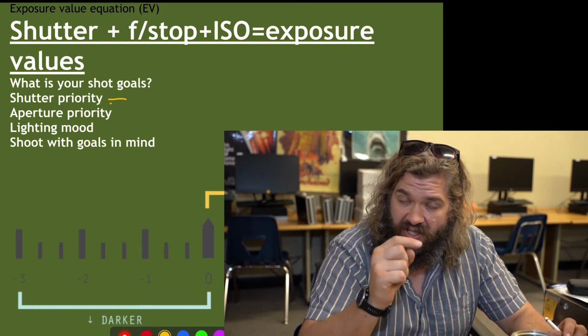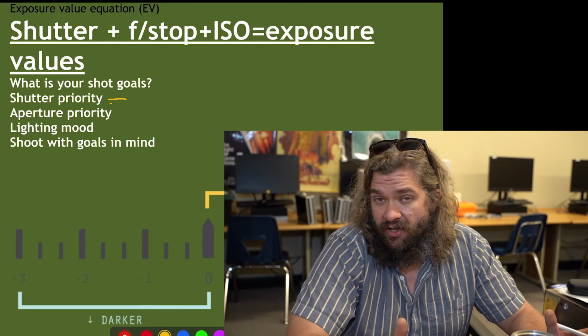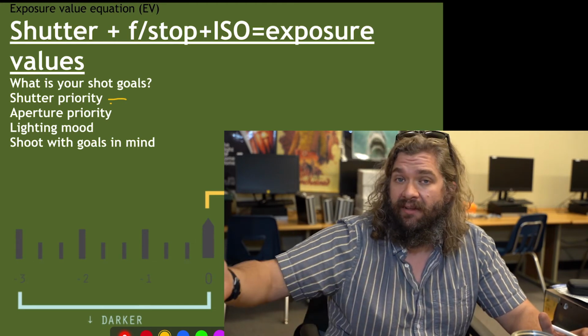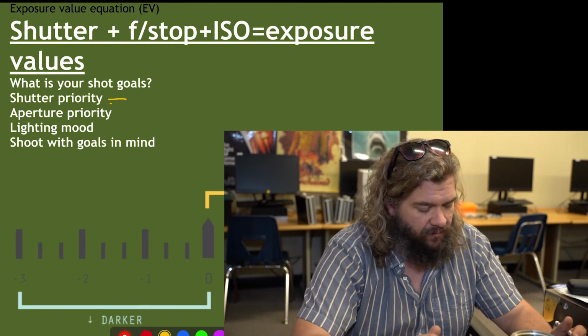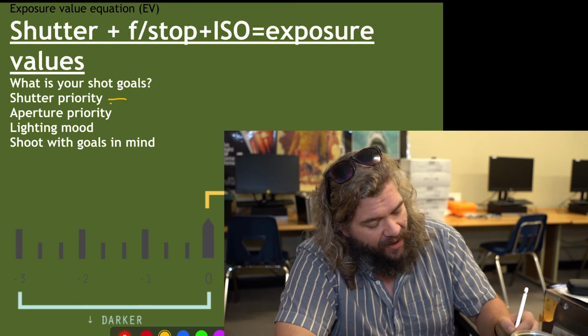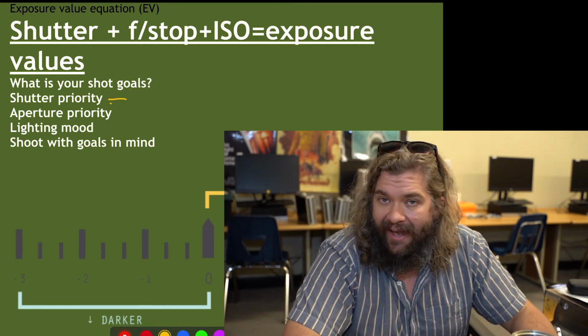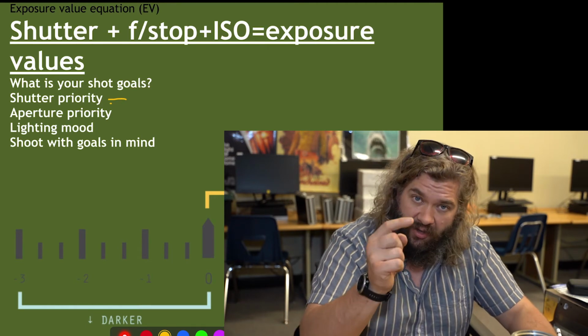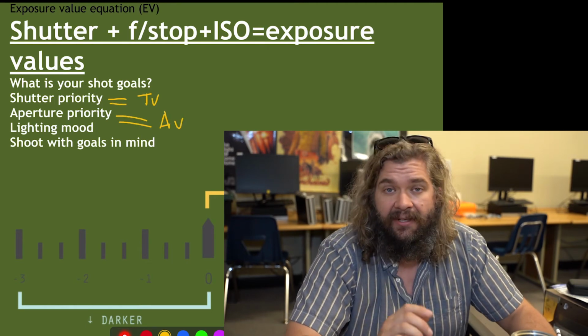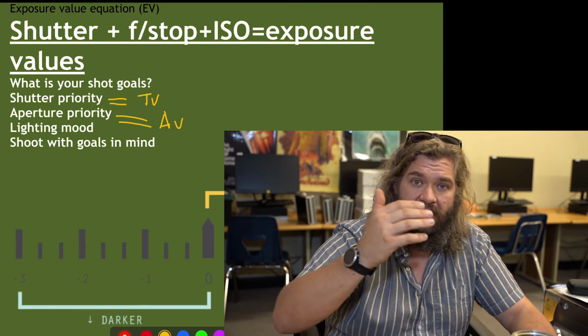Then when you spin your selection dial, you will actually pick your shutter speed first, and then it will automatically fill in aperture and ISO. If aperture is the most important thing to you, you're gonna click your dial mode to AV. It will set your aperture. You get to pick your aperture on the set dial, and then it will automatically pick a shutter speed and an ISO for you.